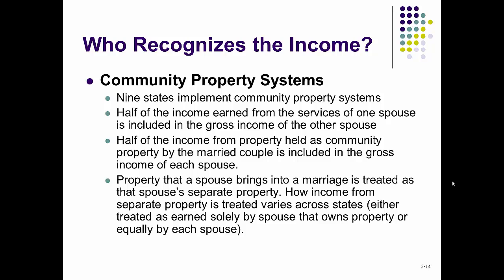What are the tax consequences under the common law system? Number one, all of the income earned from the services of one spouse is included in the income of the spouse who earned it. Number two, for property owned separately, all of the income from the separately owned property is included in that spouse's gross income. Number three, for property owned jointly, each co-owner is taxed on the income attributed to his or her share of the property. So there are some differences.